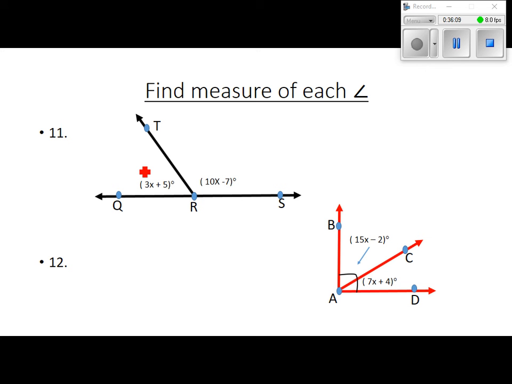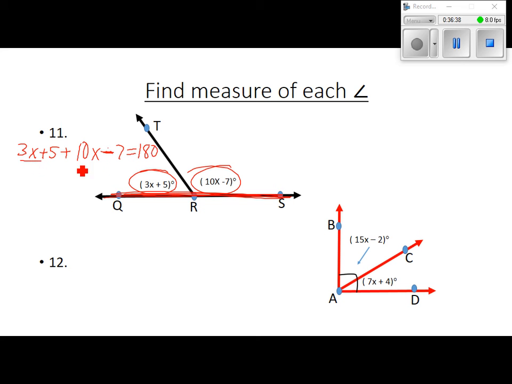Number 11. On number 11, we look at this. We know that these two angles are supplementary to each other. It just says find the measure of each angle. So we're going to find the measure of each one of these angles. All we're going to do is set up an equation. If these are supplementary, then this plus this has to equal 180. So 3x plus 5 plus 10x minus 7 has to equal 180.